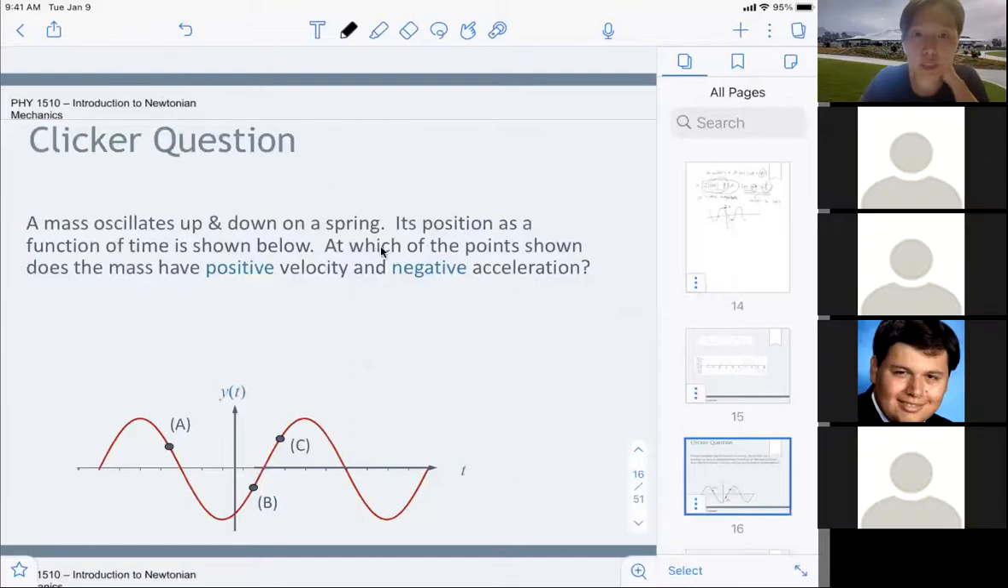All right, so it looks like we have the majority of the vote. Let me go ahead and end this. We'll take a look at it together.